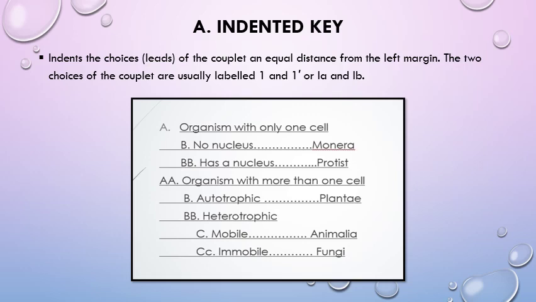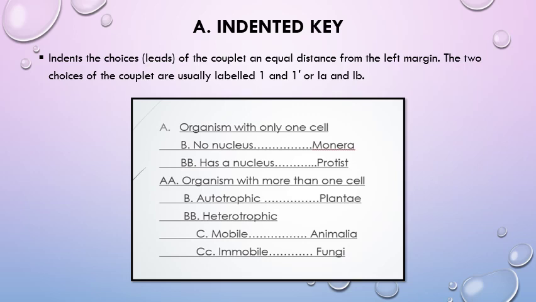kingdom Protista. Then on the organism with more than one cell, we have two more categories, that is autotrophic or heterotrophic. If the organism is autotrophic, then it will belong to kingdom Plantae, and if the organism is heterotrophic, then again we have two categories or one couplet, that is mobile and immobile. If it is mobile, then it is from Animalia, and if it is immobile, then it's from fungi.